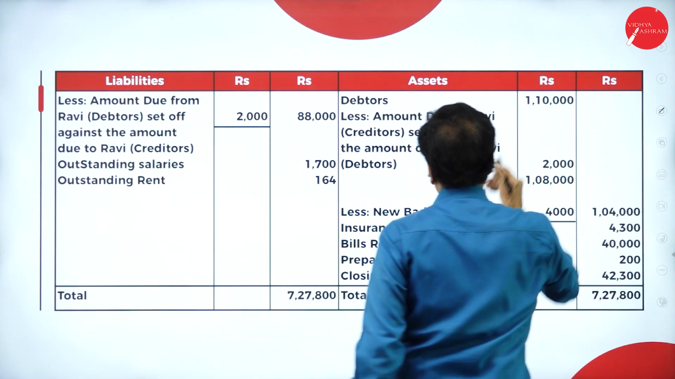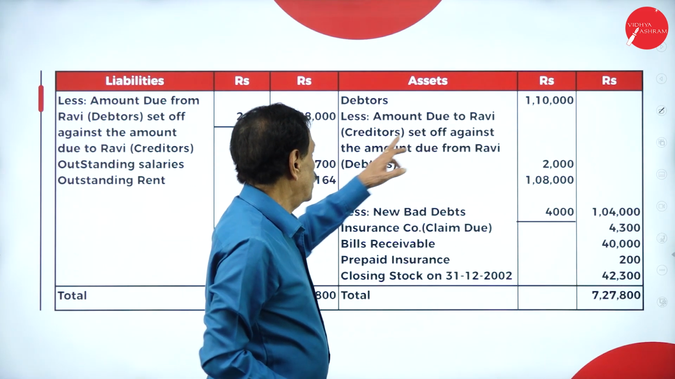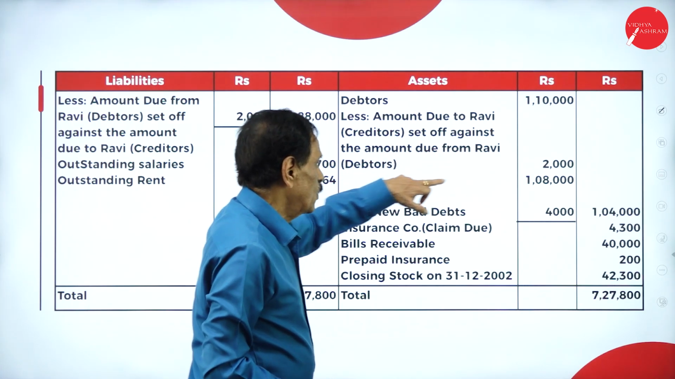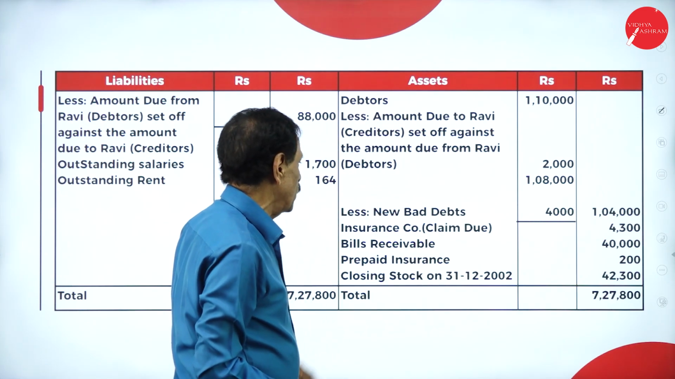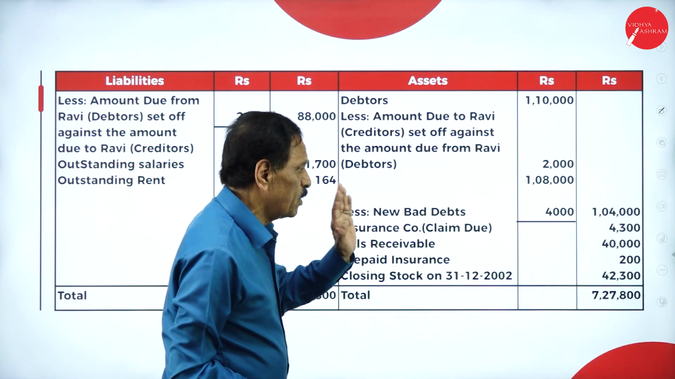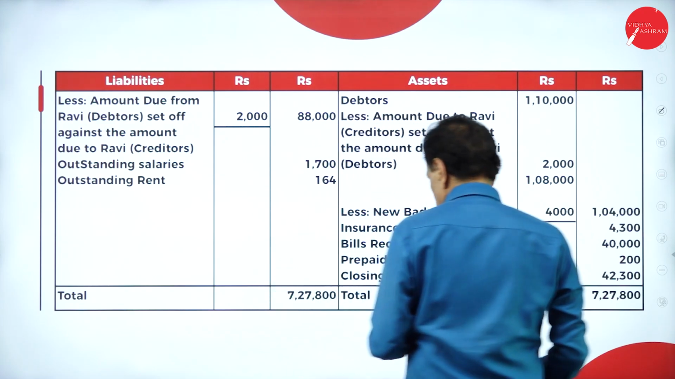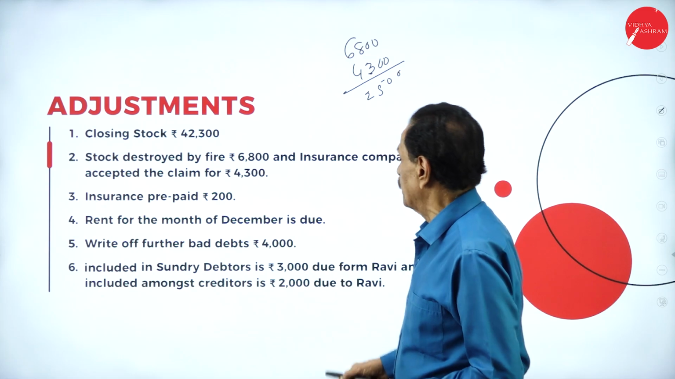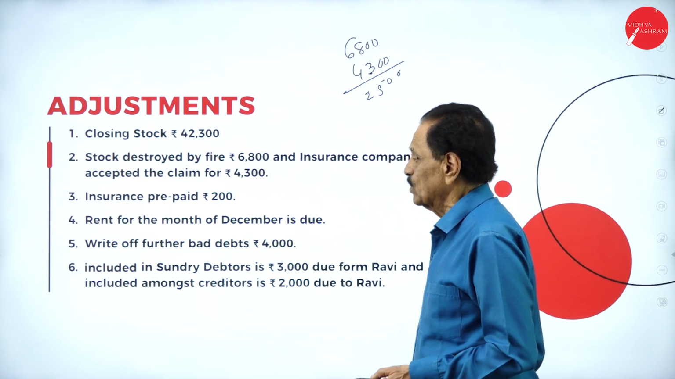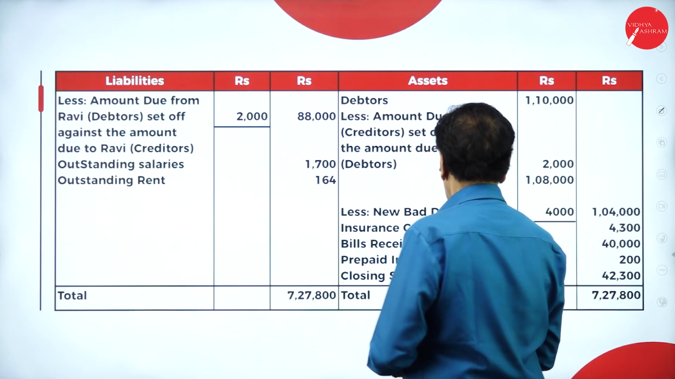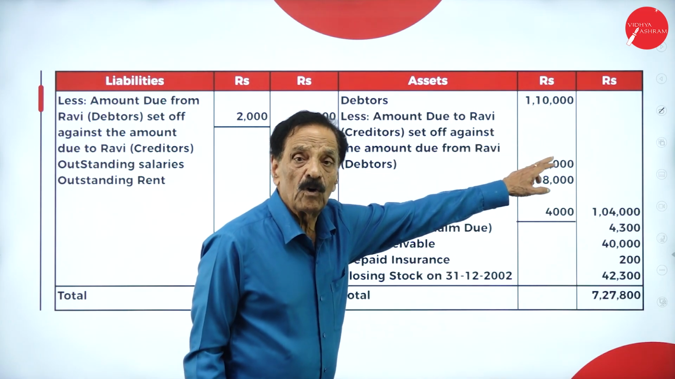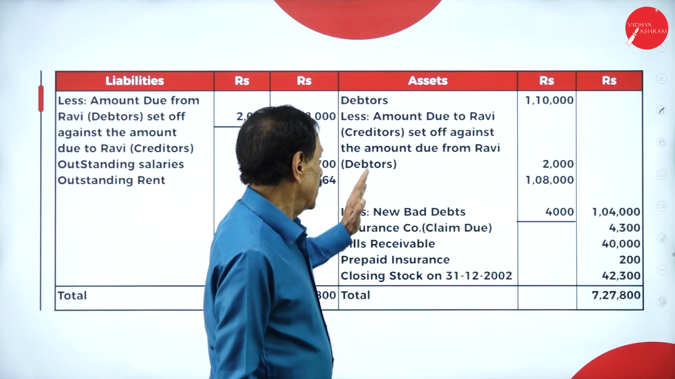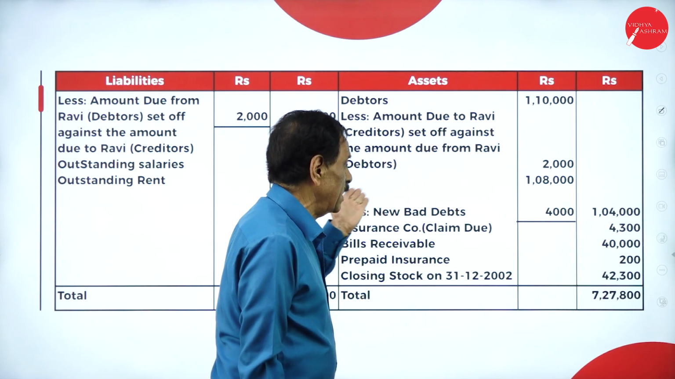Total debtor is 1,10,000. Less amount due to Ravi, creditor, set up against the amount due from Ravi, debtor, 2,000. What's the balance? 1,08,000. Less new bad debt is 4,000. 1,04,000. So this will go here. Adjustment: see that? Further bad debt, how much is there? 4,000 is there. Here further bad debt 4,000. Totally how much do you have to receive? 1,10,000. Amount due to Ravi, creditor, against the amount due from debtor is 2,000.